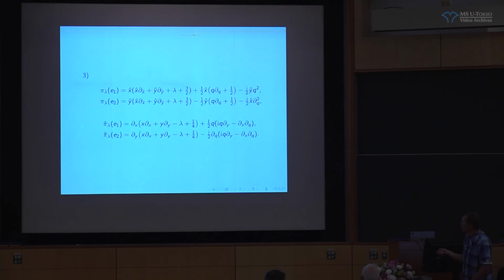And of course, one can rewrite these two operators in a more convenient form. For example, we see that x dx plus y dy is the total homogeneity in the variables x and y. And for example, this object is just the local notation in the variables x, y, and q of the formula for the symplectic Dirac operator.